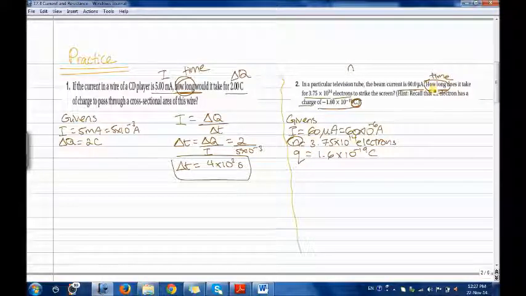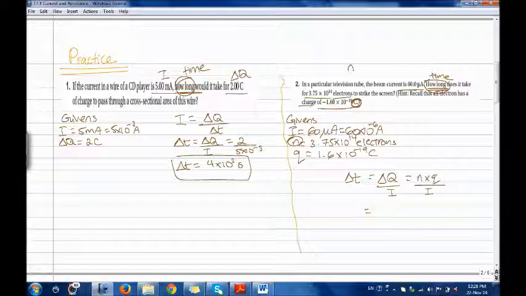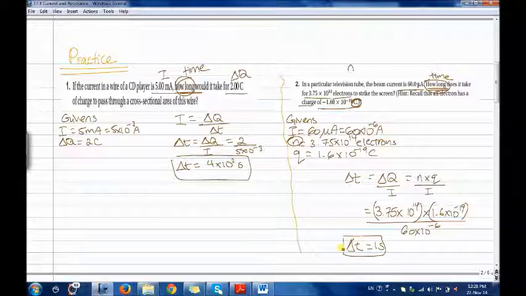Now the formula: they want us to find the time because they asked how long. So delta T would equal delta Q over the I. To find delta Q, we have to multiply N times the Q, over the I. So it would be N, which is 3.75 times 10 to the power of 14, times the small q, which is 1.6 times 10 to the power of negative 19, over the I, which is 60 times 10 to the power of negative 6. So delta T would equal 1 second. That's the answer, and the unit would also be seconds.